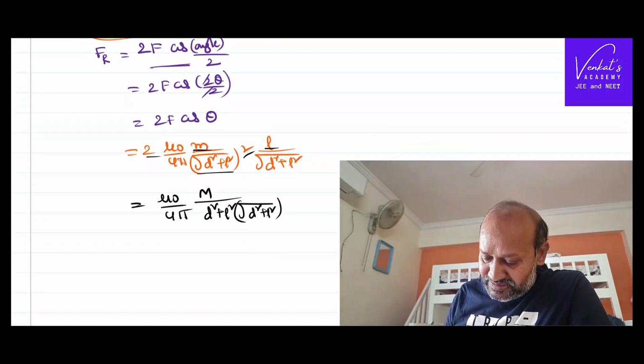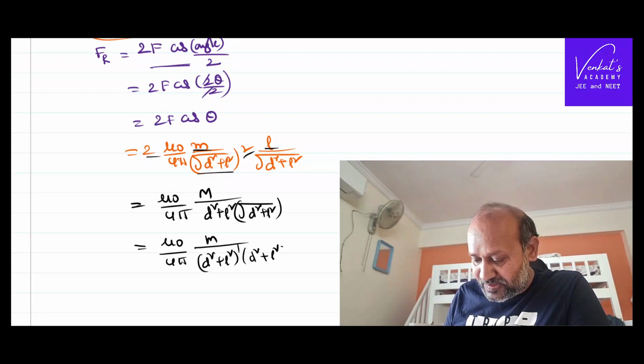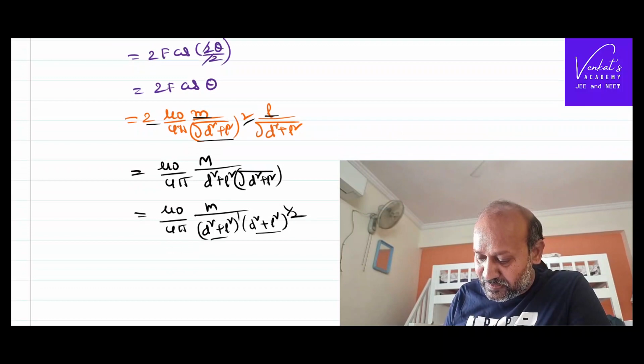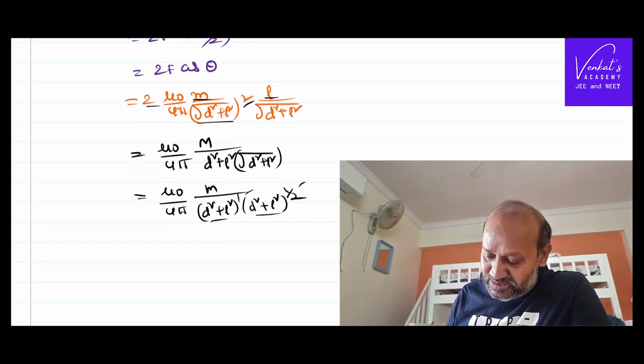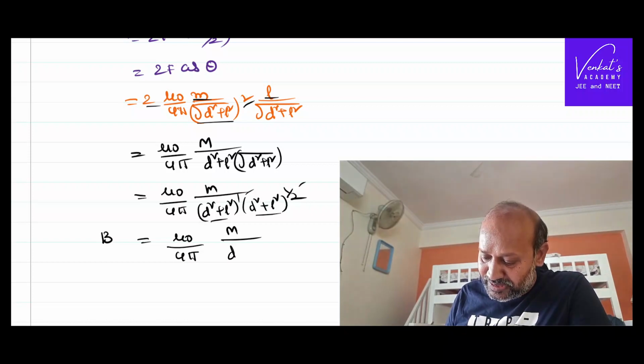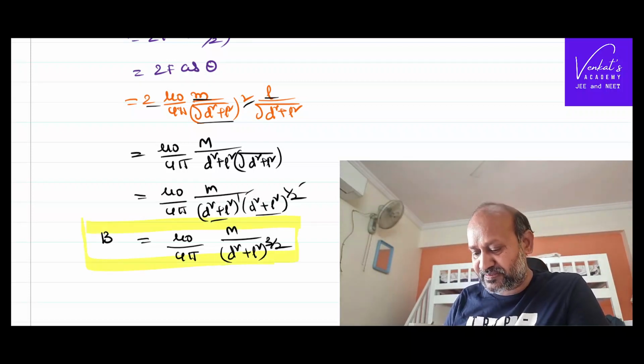And square root of d square plus L square. So how do I simplify this? This is mu naught by 4 pi, M by (d square plus L square) whole power of 1, and (d square plus L square) square root means whole power of half. As the bases are same, the powers can be added: 1 plus 1 by 2 is 3 by 2. So what's my final answer? Resultant force on the unit north pole placed on the equatorial line is mu naught by 4 pi, M by (d square plus L square) whole power 3 by 2. That's the answer. That's the derivation.